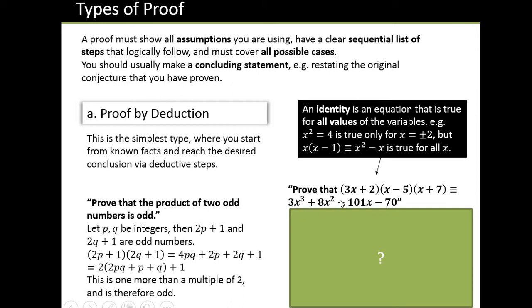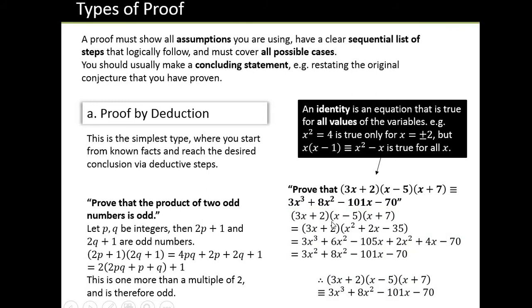So let's have a look at trying to prove then that these three brackets are identical to this cubic expression. Okay, remember you're not solving it as an equation. So look what we do. I've just started with the left hand side only. So the first stage I'd be showing the examiner I'm multiplying out two of the brackets, so they've used the second two.